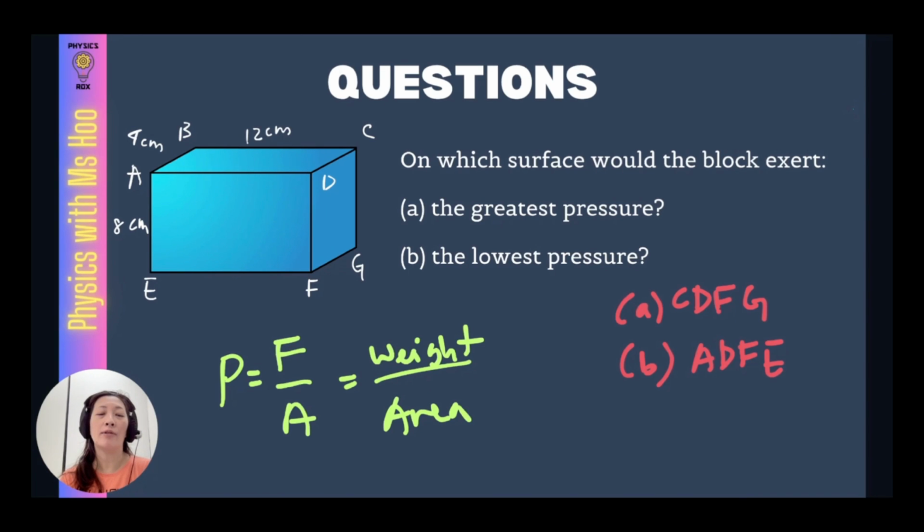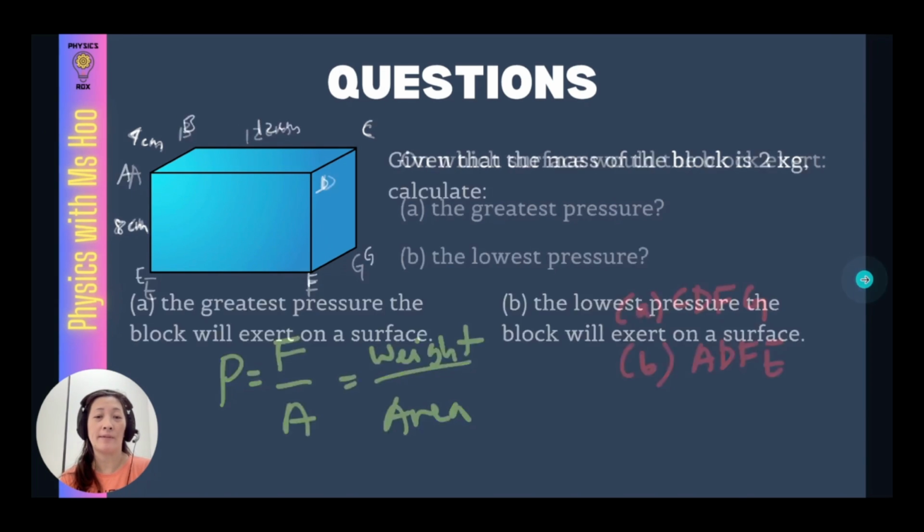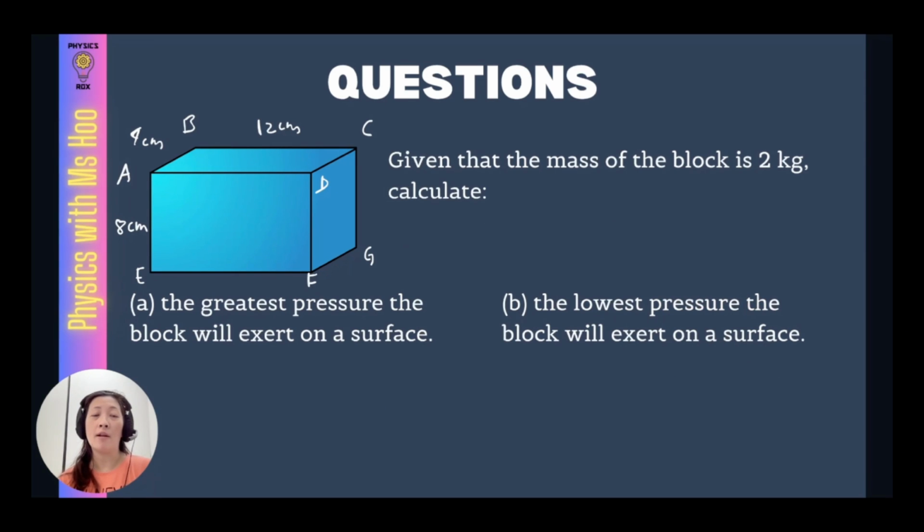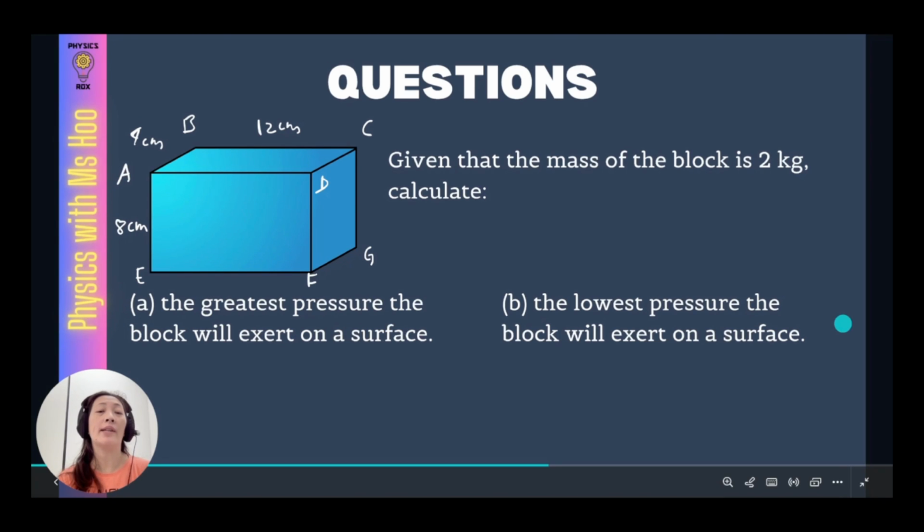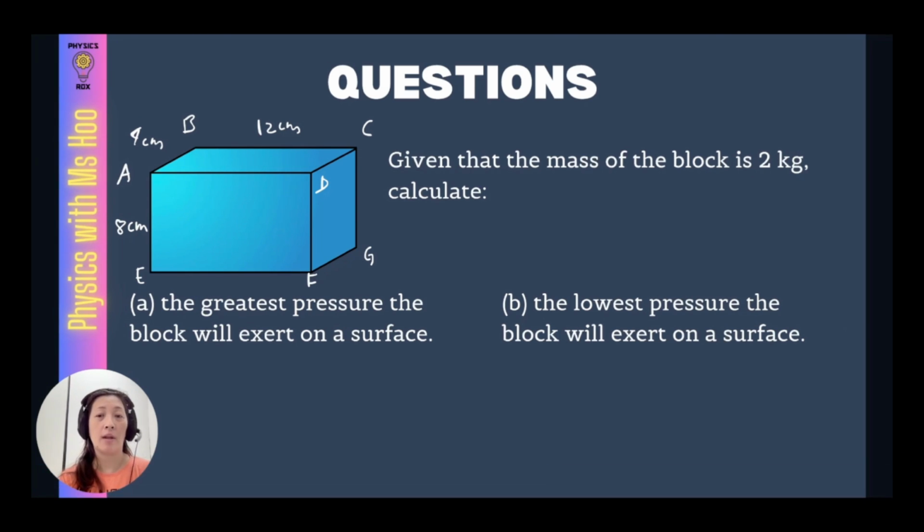Now let's look at how to use this equation with numbers. So this is the same block with the same surfaces, but now we're given the value of the mass, which is 2 kilograms. Now we need to calculate the greatest pressure as well as the lowest pressure the block will exert on a surface. So first of all, we need to determine the weight of the block. We're given the mass of the block. To get the weight, we need to use the formula weight equals mass times gravitational acceleration, or W equals mg.